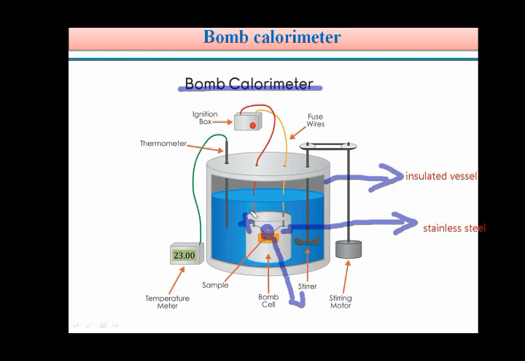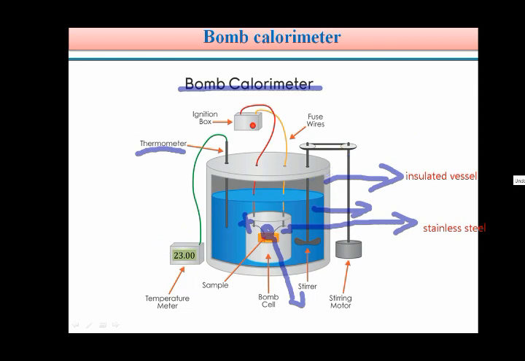This bomb is placed in an insulated vessel containing a known volume of water. This blue color represents the water, and in this water, on one side we put a thermometer, which is a digital thermometer. The temperature of the water we can observe on this display. On the other side we put a stirrer, with the help of which we can maintain the temperature uniformly throughout the water. So this represents it very clearly.